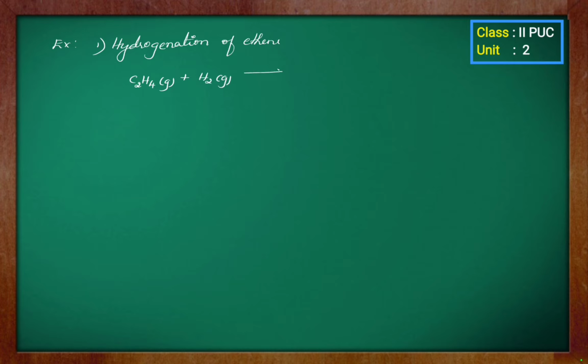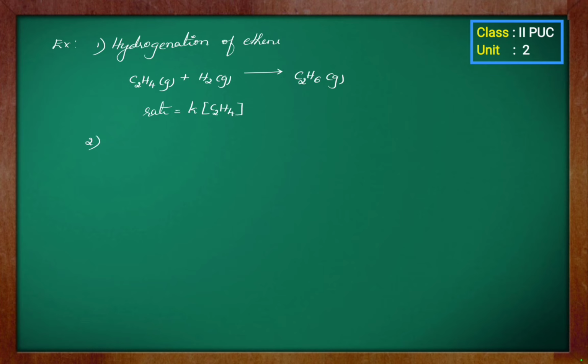Hydrogenation of ethene is an example of a first order reaction. The chemical equation is C2H4 gas plus H2 gas. We all know that hydrogenation is addition of hydrogen, so the alkene is getting converted into alkane. Ethane is the product that we are going to get. If we write the rate equation, we observe that rate is equal to K into concentration of C2H4.